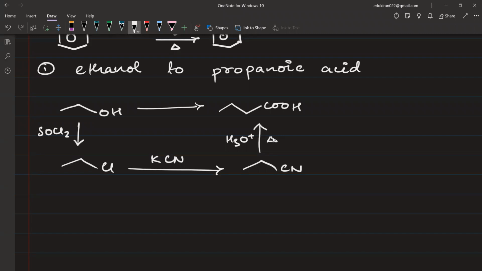Please write this conversion. So in this, first of all, we are going to use SOCl2. Second, we are going to use KCN. Third, we are going to use H3O plus in the presence of heat.